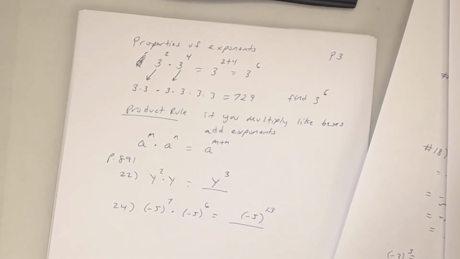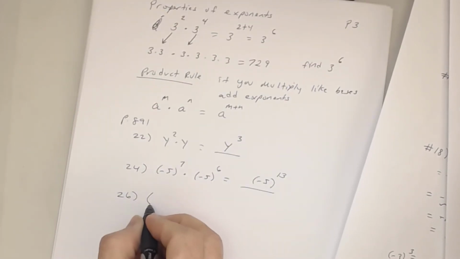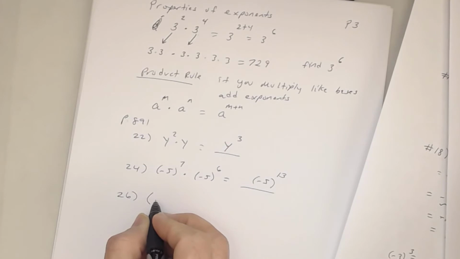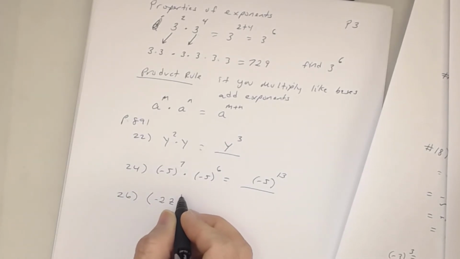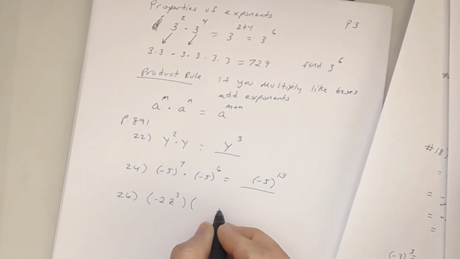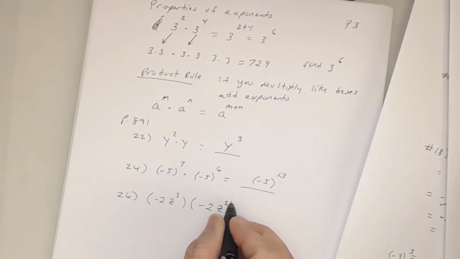All right, 26. You got to listen carefully to this part. You have negative 2z cubed times negative 2z squared.